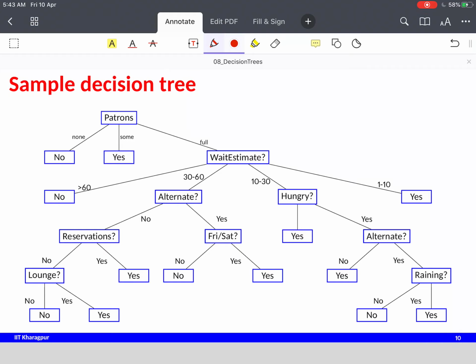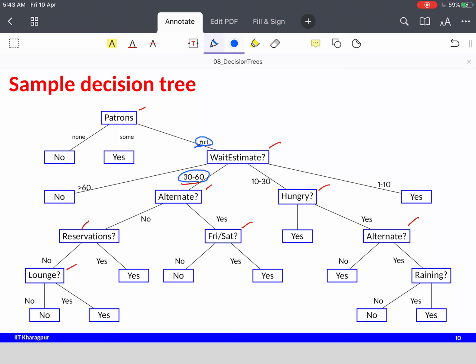So for example, we can create a sample tree, and we have just shown one such tree here. By looking into this tree, we have all the parameters: patrons, wait estimate, alternate, hungry, whether it's a Friday or Saturday, whether we made a reservation, lounge, and all those things. Now by looking into this tree, we will be able to answer for an unknown input. Let's say the patrons are full and my wait estimate is, let's say, 30 to 60.